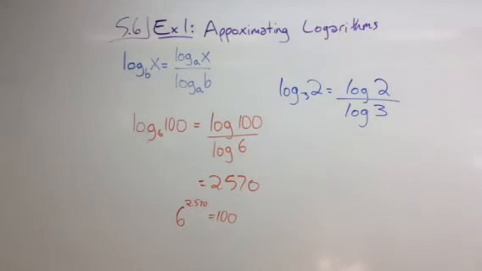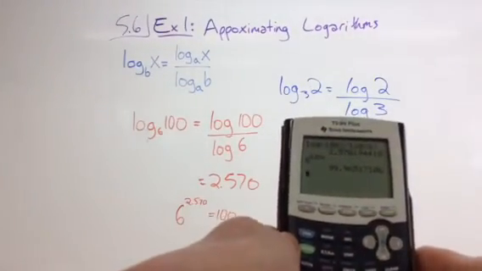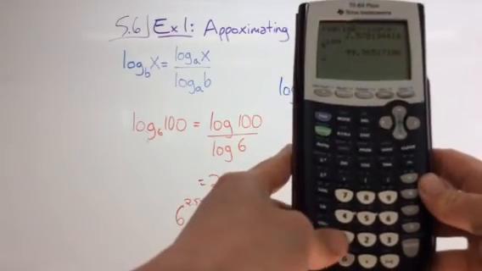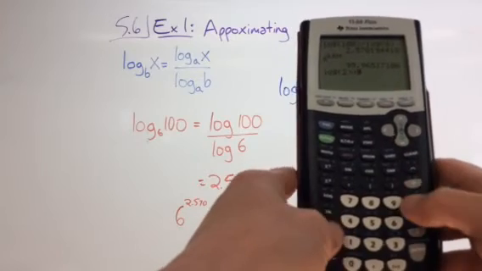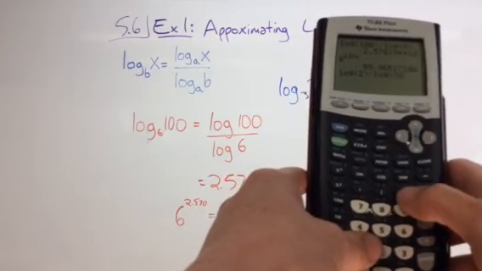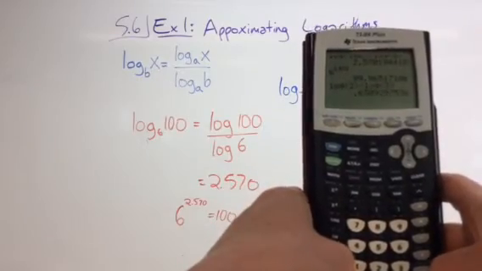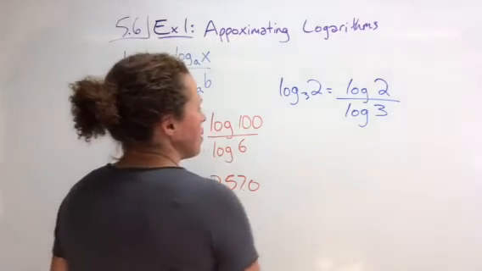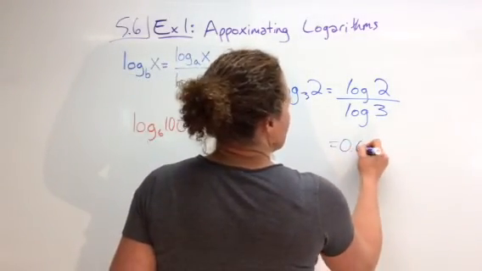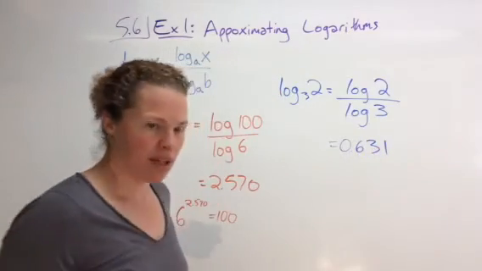We use our calculator. And we write in, we've got log 2 over log 3. So log 2, close bracket, divided by log 3, close bracket, equals 0.6309. Let's go with 0.631.